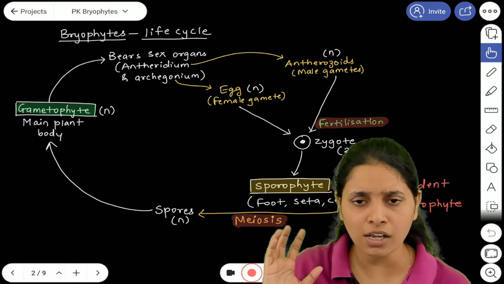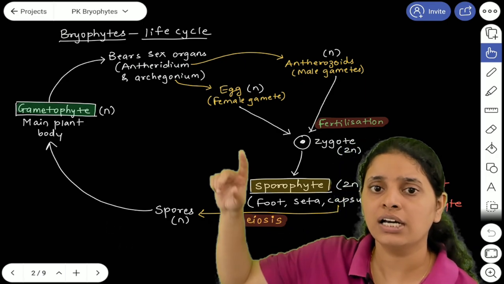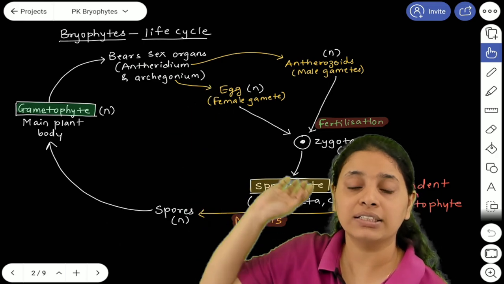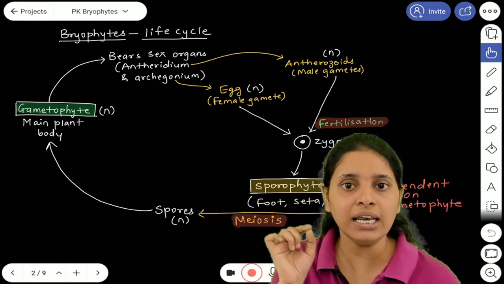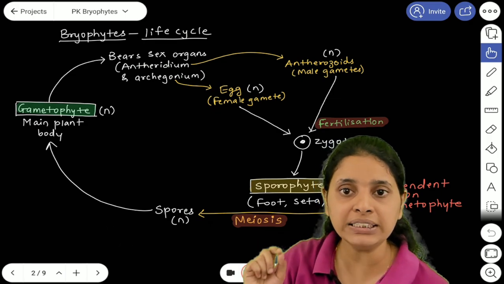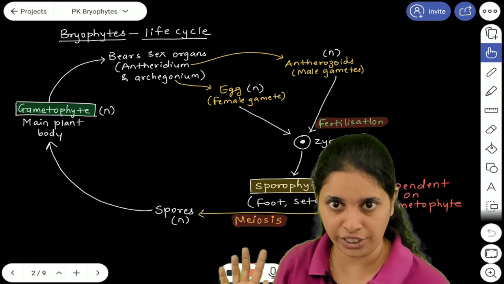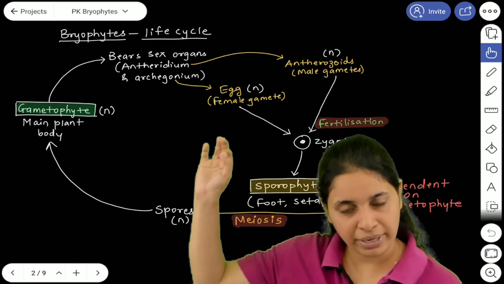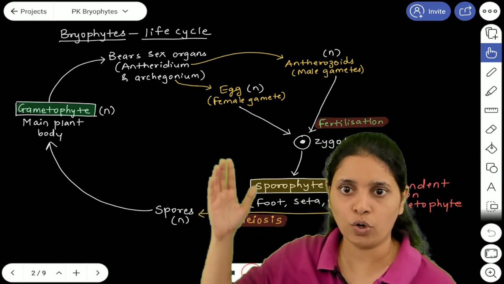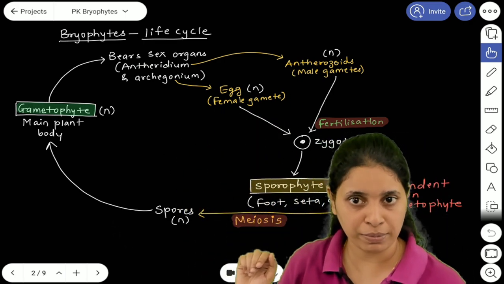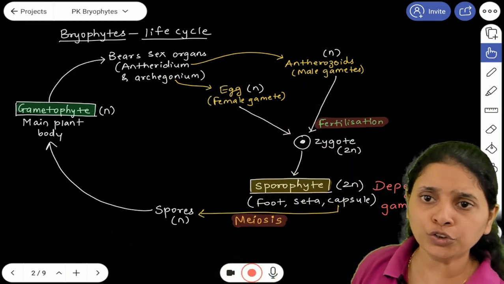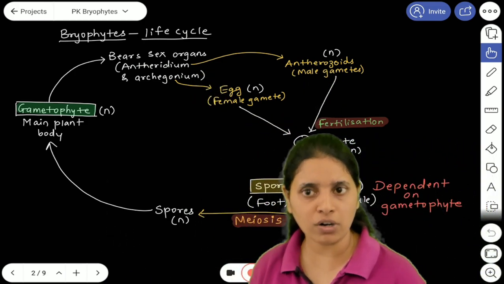Once this gametophyte is ready, mature, and well grown, then in suitable condition it will bear the sex organs. The male sex organ is called antheridium and the female sex organ is called archegonium. Antheridium is the male sex organ and archegonium is the female sex organ. Obviously, respective gametes are produced here. In antheridium, the male gametes called anthrozoids are produced, many anthrozoids.